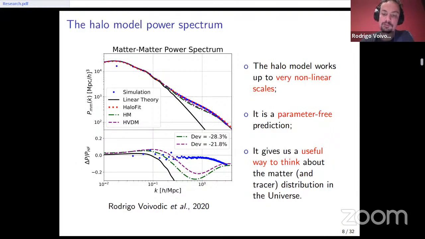And finally, the halo model is also a very useful way to think about the matter distribution in the universe. And this third point, I think, is the main point for the rest of this talk, because you can also use the halo model to understand how tracers are distributed in the universe.